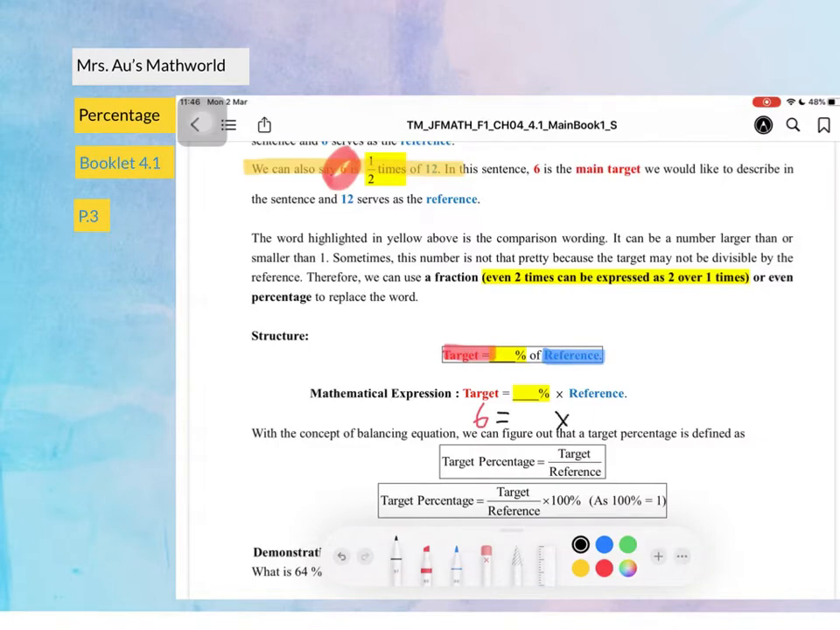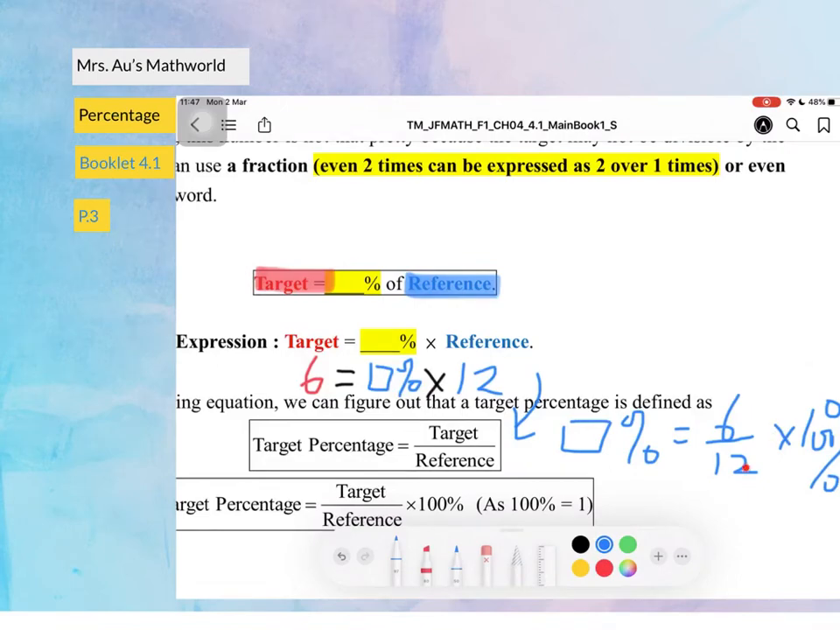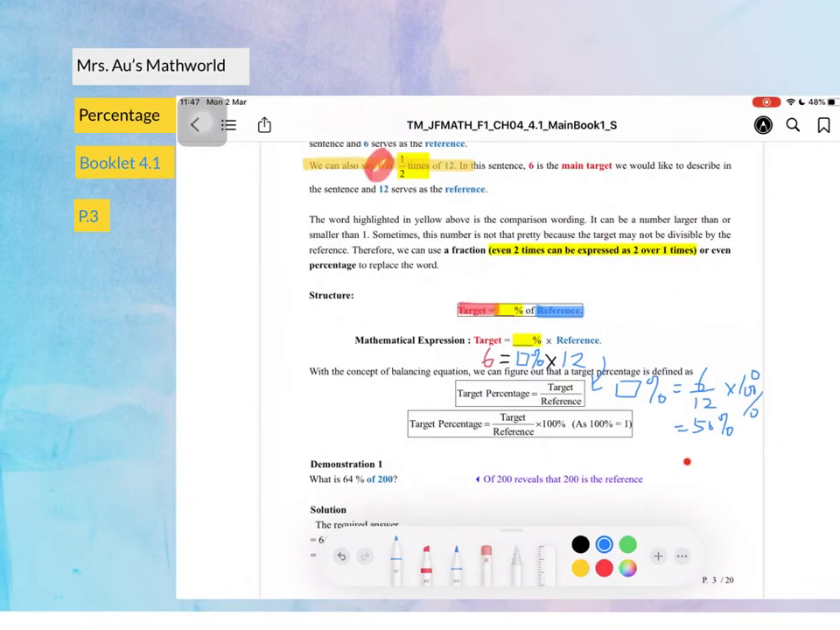Mathematically, we want to see how many percent of 12 we can get 6. So we need to choose 12 as the lower part of the fraction, because this is the original one, the reference, and 6 is the upper. So 6 divided by 12, then multiply by 100, and you get 50%.